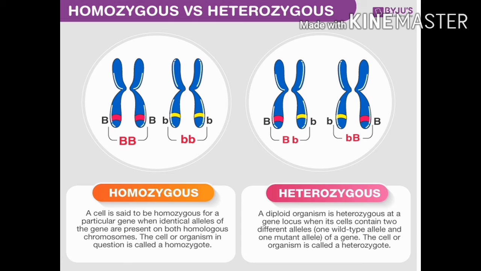A diploid organism is heterozygous at a gene locus when its cells contain two different alleles. So here you are watching that capital B is coming with small b. So there are two different alleles, one wild type allele and one mutant allele of a gene. The cell or organism is called a heterozygote. And for homozygous, you are watching that capital B is coming with capital B and small b is coming with small b, which are the alleles of these genes.